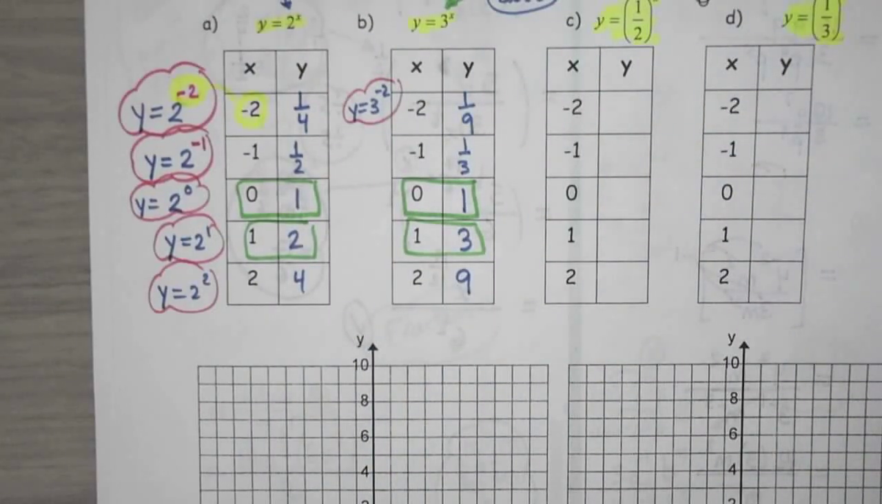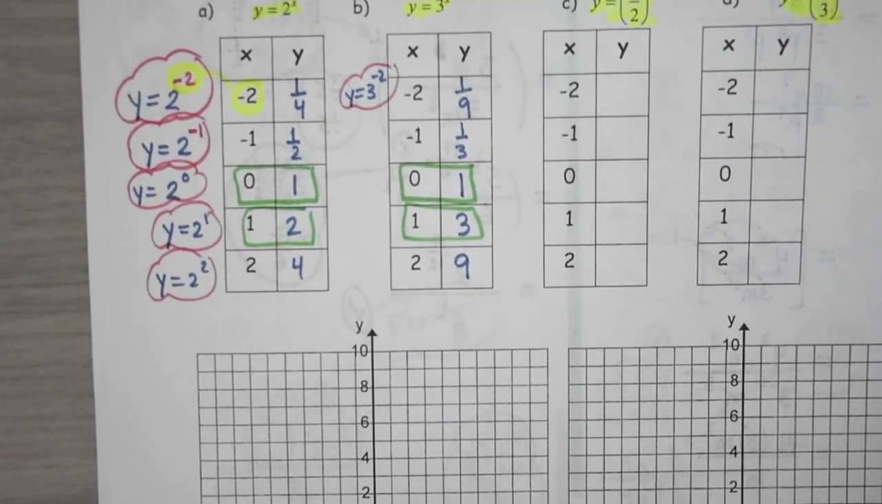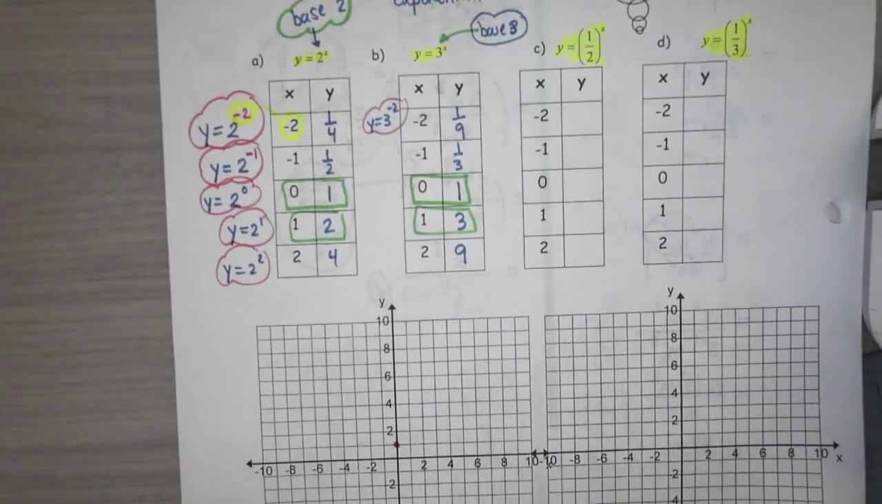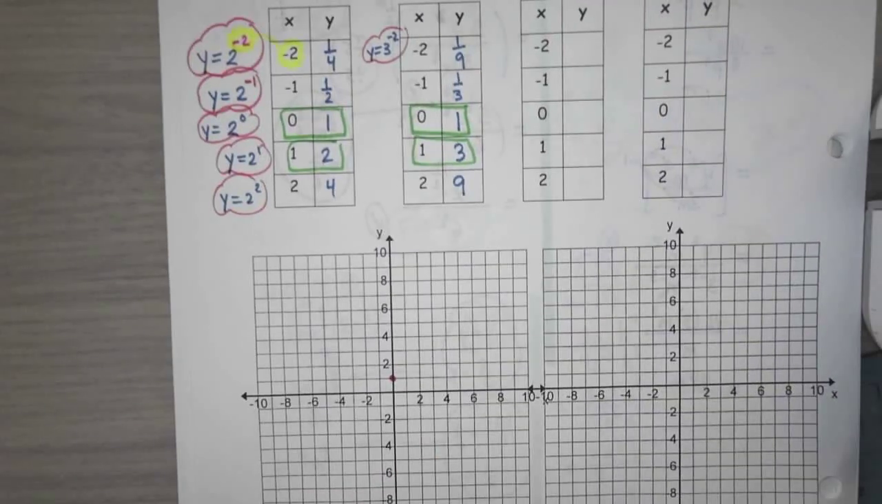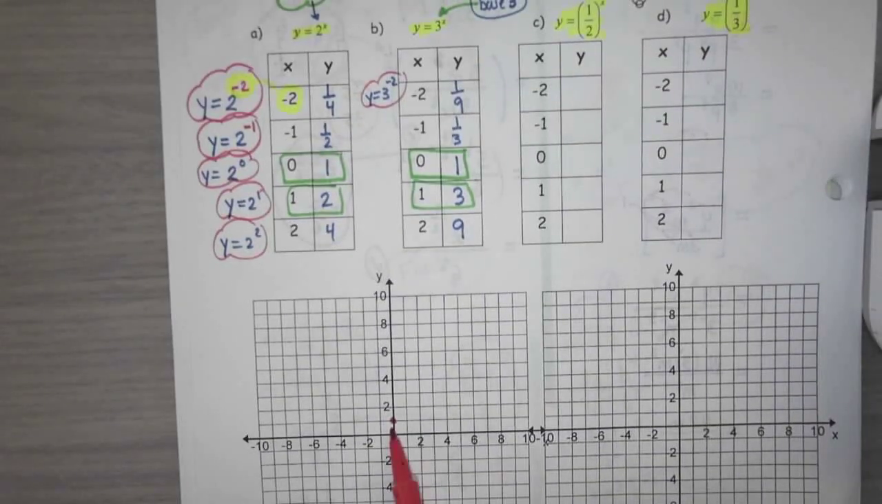When I graph that, right away you know 2 to the 0 is 1. So plot that point. So we know it'll be for sure 2 to the 0. Anything to the 0 will be 1 for both graphs. Does that make sense? Anything to the 0 will be 1. We know that about exponents.